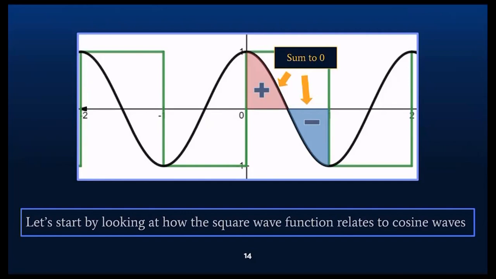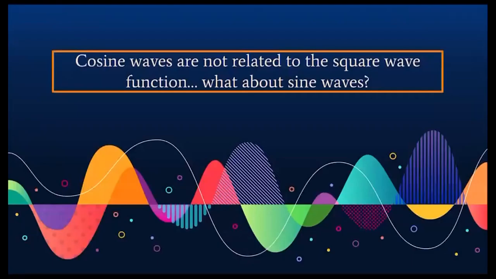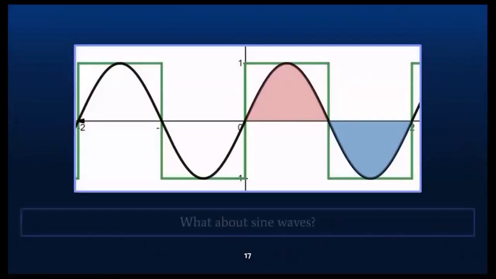And so these 2 areas sum to 0, which ends up telling us that there is no relation between these 2 waves. And we can try a different cosine wave, but we'll end up noticing that it sums to 0 too, and it turns out that this is a pattern with our square wave. There is no relationship between the square wave and cosine waves. So cosine waves aren't related to the square wave function, but what about sine waves? We have this other tool that we can use.